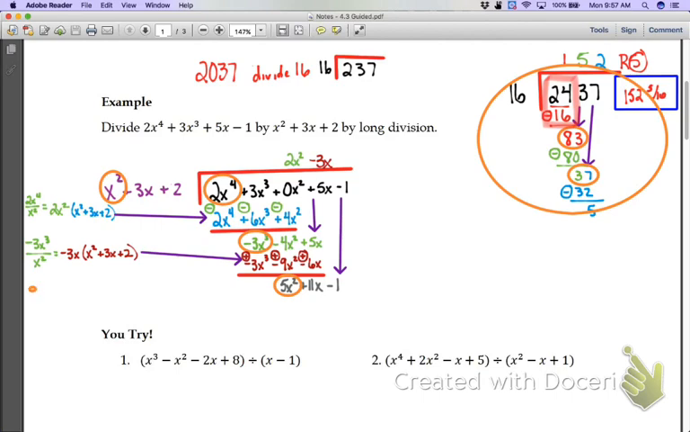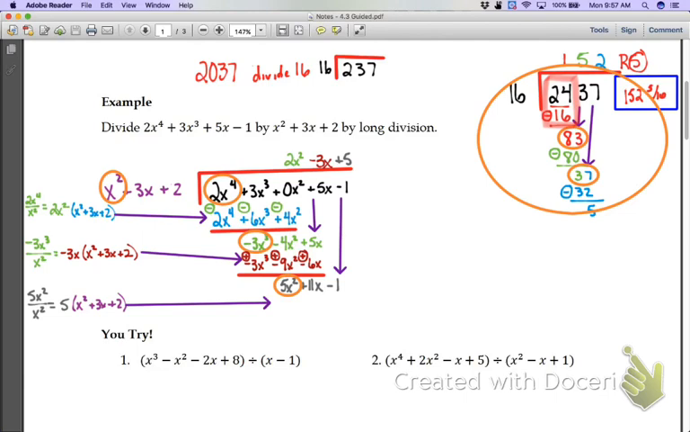So I'm going to take 5x squared divided by x squared. What's 5x squared divided by x squared? 5, right? So I'm going to put that 5 above the negative 1 up on the house. What do I need to multiply the 5 by? X squared plus 3x plus 2. Again, it's going to go right back here.